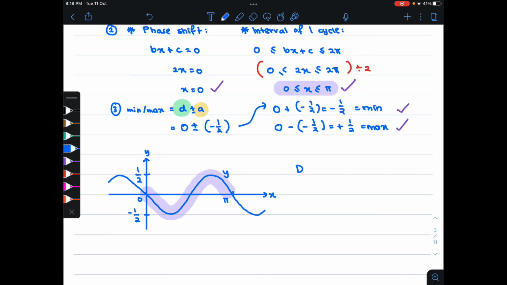Now let's try and find the domain. As you can see, the domain is from negative infinity until positive infinity. And for the range, you can just simply look at the minimum and maximum value. So the minimum is negative half and the maximum is positive half.